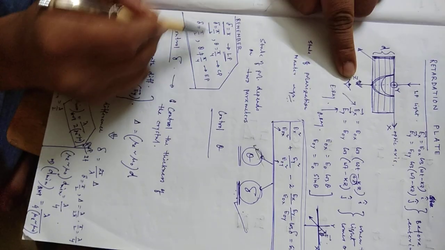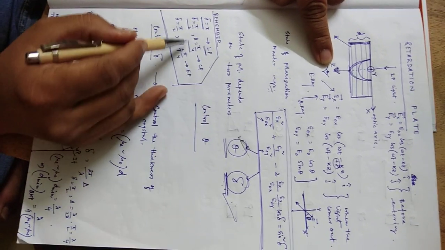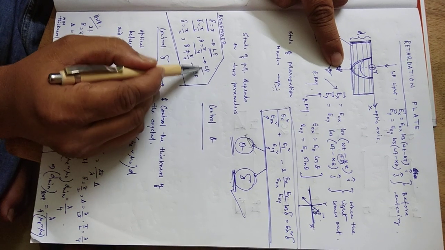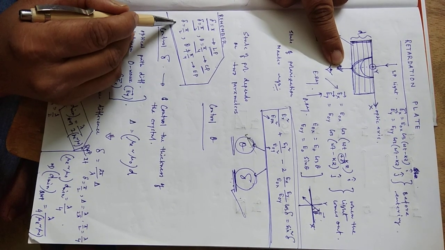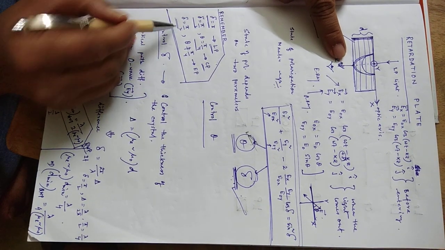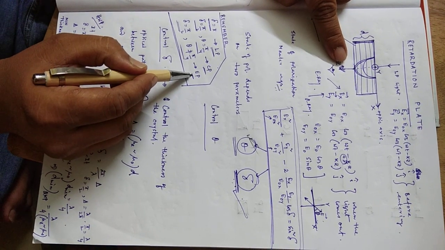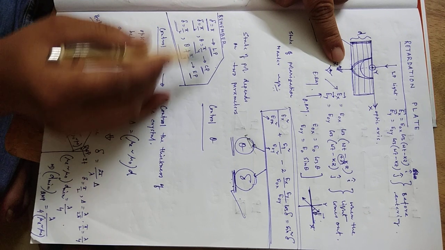If delta is pi by 2 and theta is pi by 4, that is theta is 45 degrees, then the output light will be circularly polarized light. And if delta is pi by 2 and theta is not equal to pi by 4, the output light will be elliptically polarized light. Okay, so this was explained earlier.